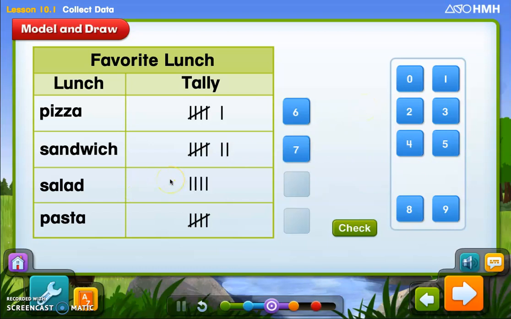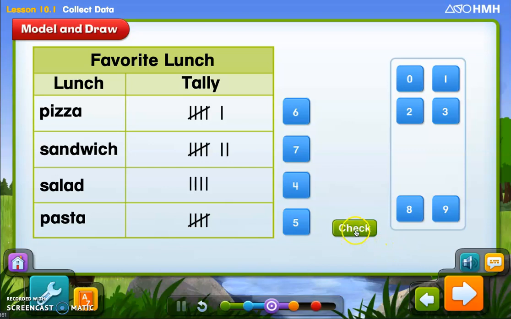Now let's look at salad. Salad doesn't have a group of 5 because it doesn't have that fifth tally mark going across. So we're just going to count these individual tally marks right here. 1, 2, 3, 4. So 4 people voted for salad as their favorite lunch. And then pasta. For pasta, we just see a set of 5. We don't see any extra tally marks. We don't see any tally marks on their own. We just see that one set of 5. So pasta is liked by 5 people.